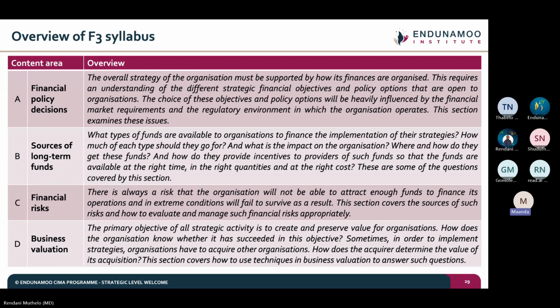Then the last area will be the business valuation, right? So remember, as a business, for us to start a business, we aim to increase the value of the business, right? So that's our number one goal. We can't just start a business to make losses and all those things. So we are starting this business to say we want to increase the value of the business, and we want to increase the value of the shareholders as well, right? By increasing the value of the business. So you need to be able to value your business. So that's the first thing.